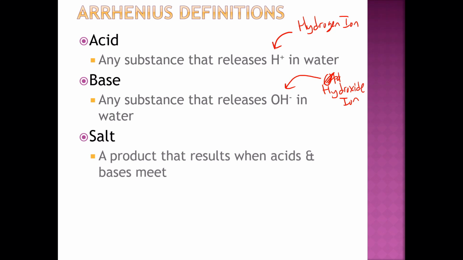Now, a salt is a product that results when acids and bases meet with each other. If you remember from Science 10, neutralization reactions, acid plus base will neutralize each other to create salt and water. So the salt is the result of the non-hydrogen, non-hydroxide ions that join together to create the salt. In a broader definition, salts are ionic compounds, and they generally result from the neutralization of acids and bases.